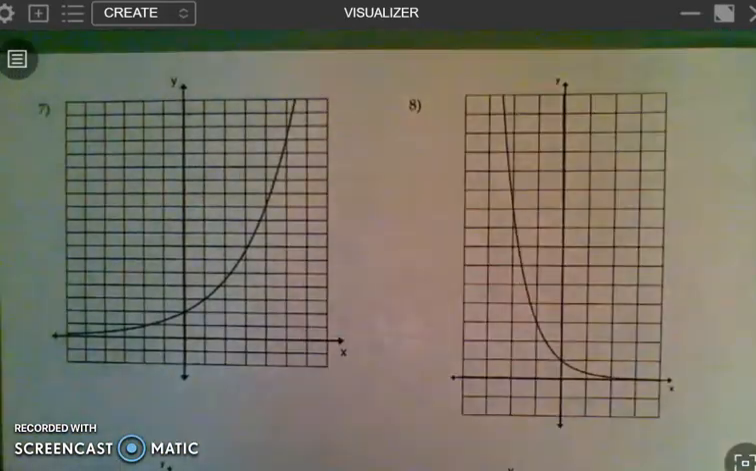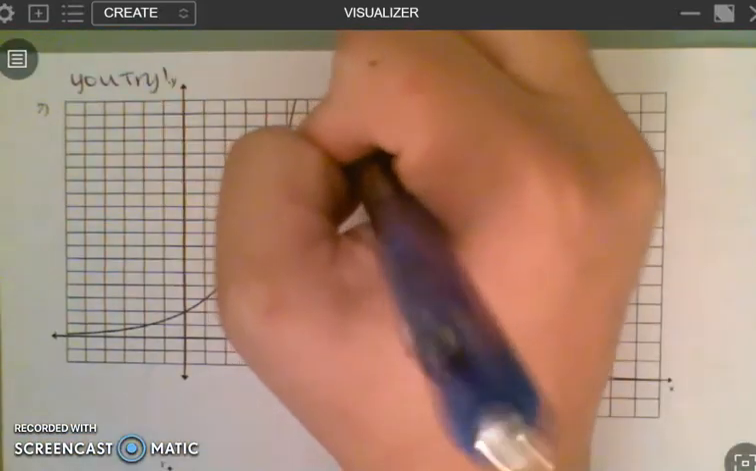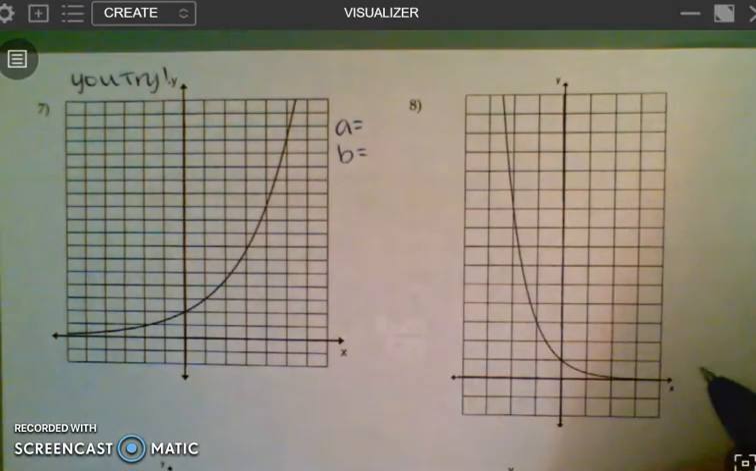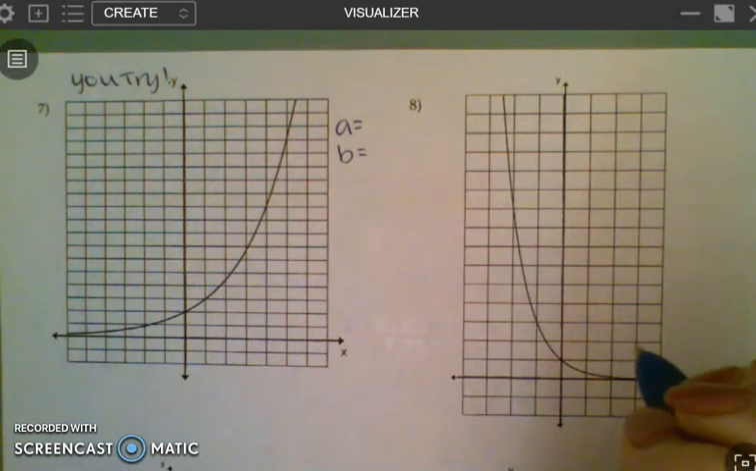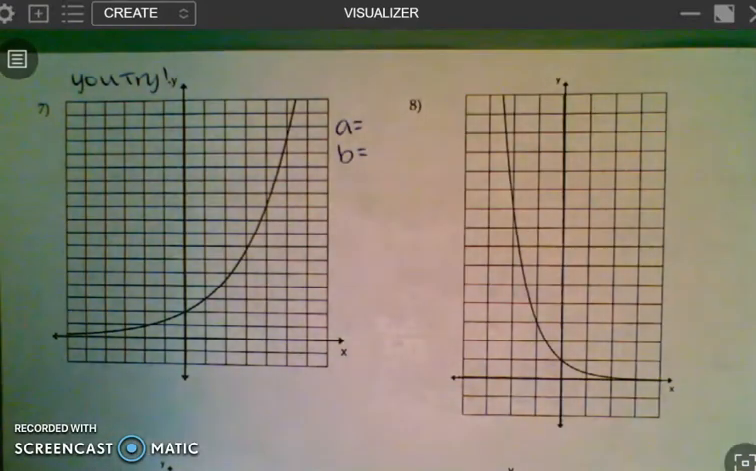I want you guys to try number 7. Remember, you need your A and you need your B. So first you have to make a table. So pause this video, find all the nice points, and make a table. After you've made the table, unpause the video so you can check your work. And then once your table's correct, go ahead and write your equation. Find your ratio and write your equation.